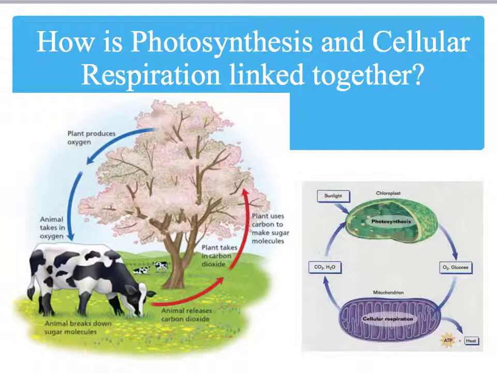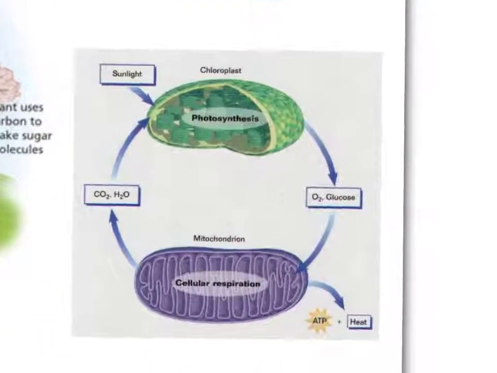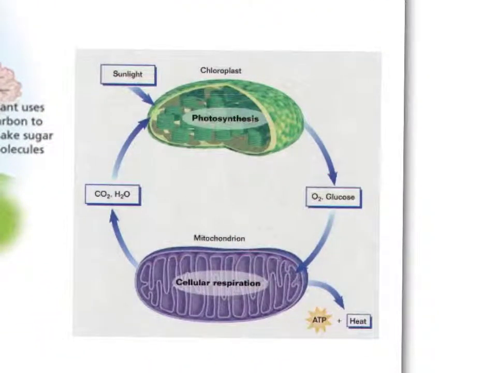So what I mean by that is that if we take a look at photosynthesis, the products of photosynthesis, oxygen and glucose, are used as the reactants of cell respiration, and the products of cell respiration, which are CO2 and water, will be used to start the reaction for photosynthesis.